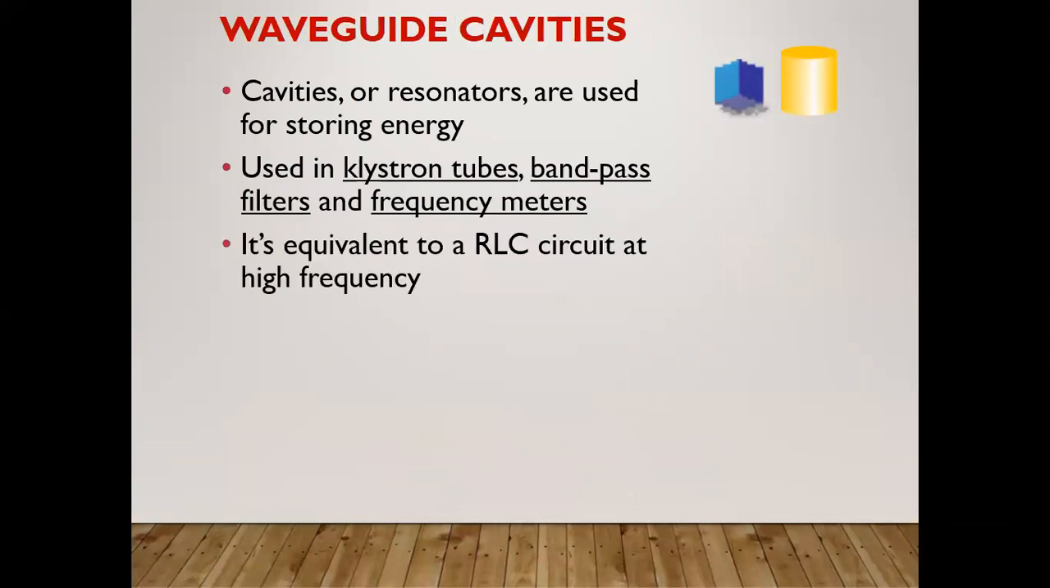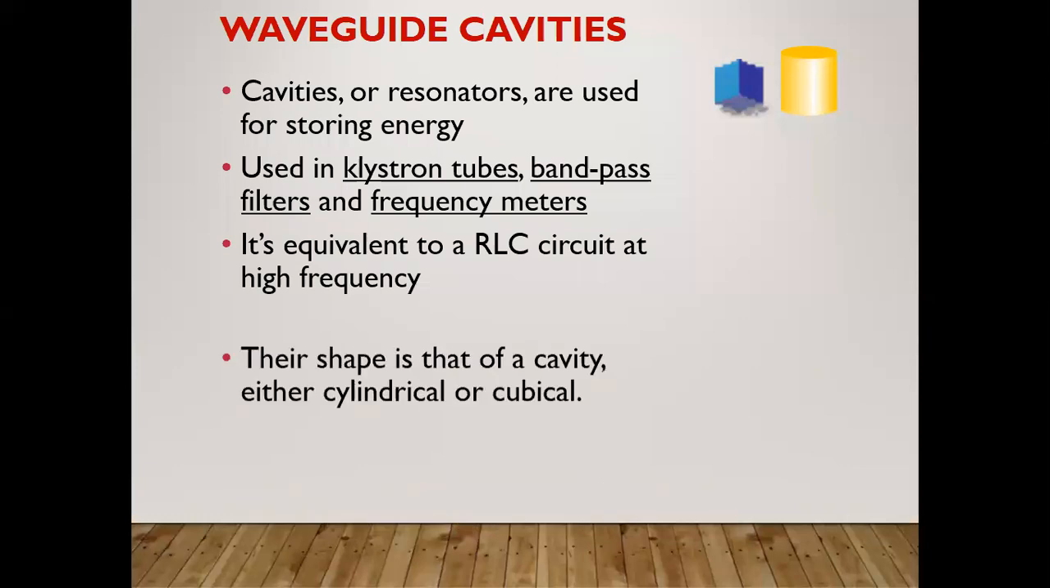So in waveguides, what is meant by cavities? Cavities are also known as resonators, which are used for storing energy. In tubes, such as klystron tubes, and where a bandpass filter is used, and the frequency is measured over longer distances in meters, at that time these cavities or resonators are useful.